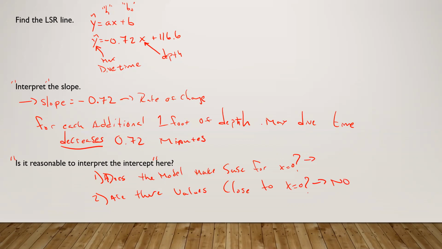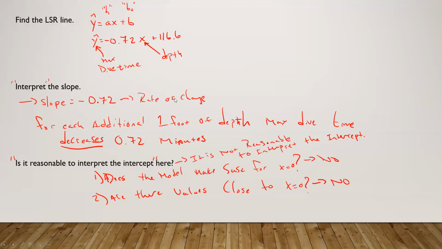And also, if you plug 0 in, does the model make sense? Meaning, if I go diving at a depth of 0 feet, so if I'm at 0 feet underwater, my max dive time is 116.6 minutes. That doesn't make any sense. No one's going to go diving 0 feet underwater. So the answer to both these questions was no. So it is not reasonable to interpret the intercept. Okay.